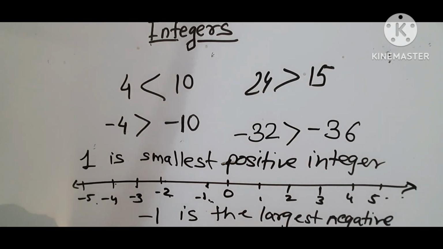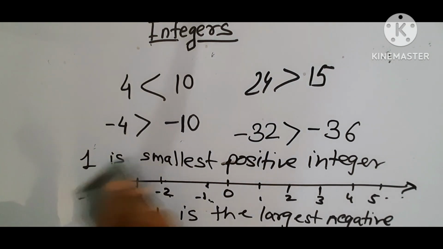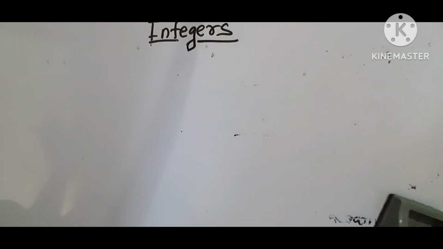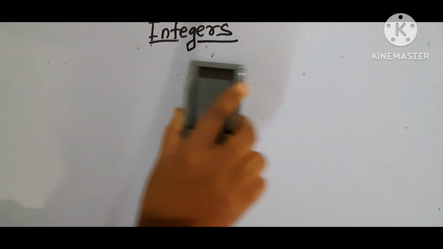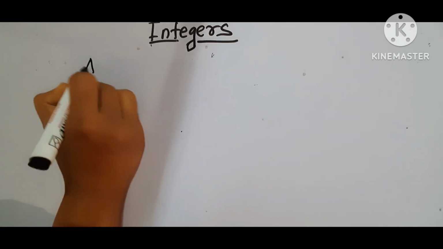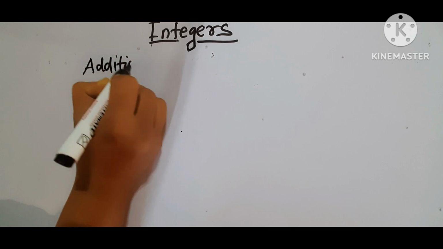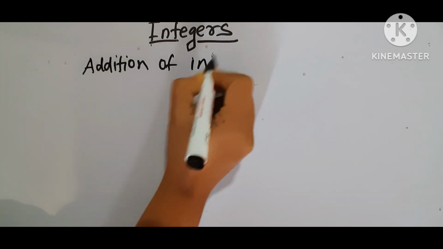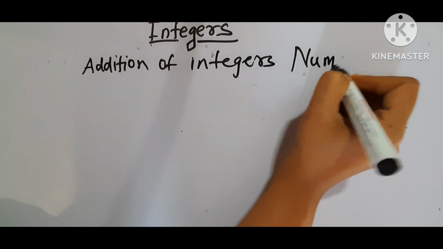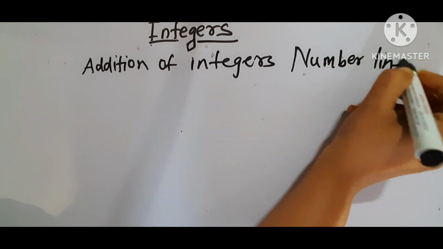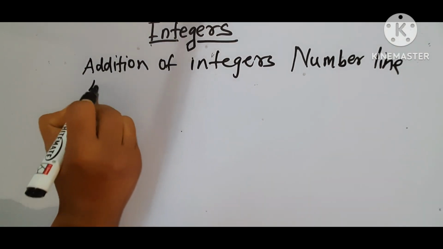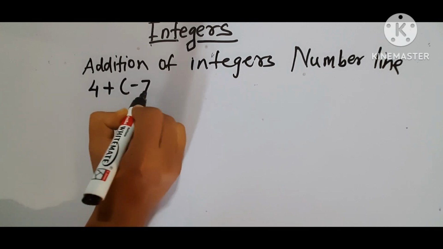Okay. Now, how to perform addition operations on integers. So first we'll understand how to perform addition operations using the number line. Okay. So addition of integers, and first we'll check with the number line method. Okay. So suppose we have to do addition of 4 plus -7.